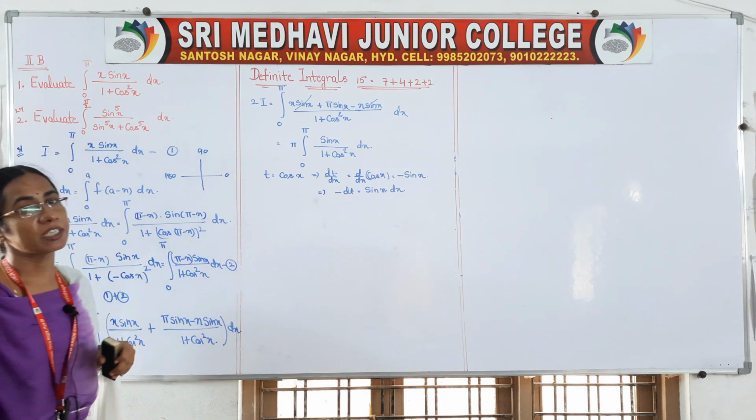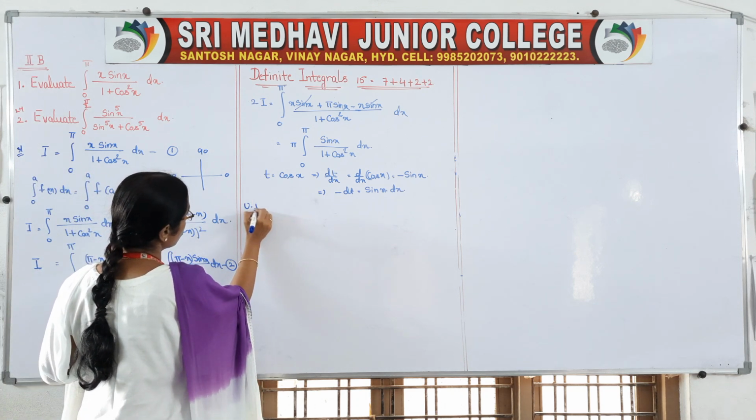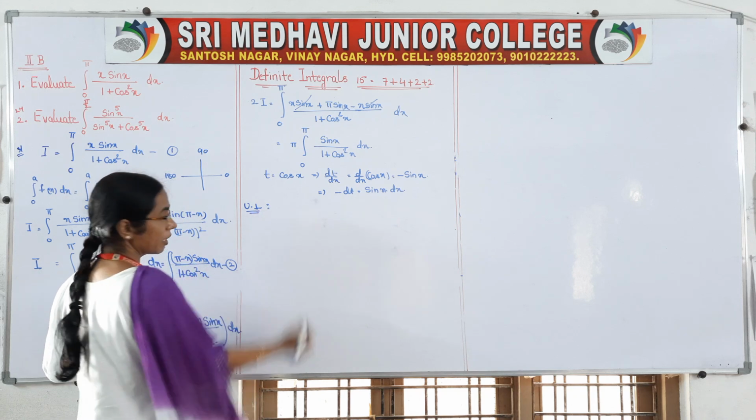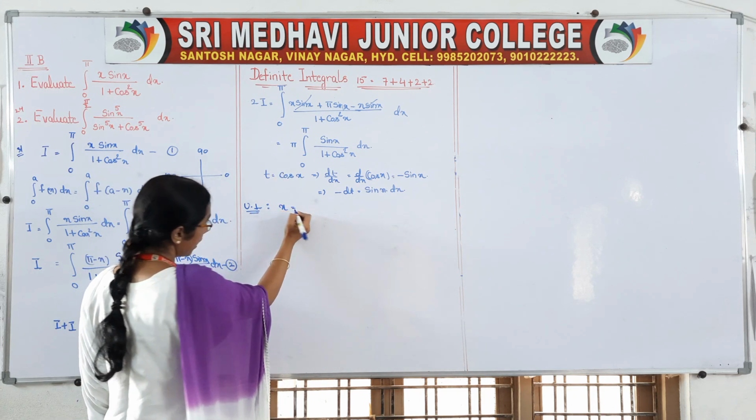So your problem in sin x dx, you got it as minus dt, and cos x as t. That means we converted the problem in terms of t, so we have to change the limits also. So you change the upper limit. What is the upper limit? Limits are for x values.